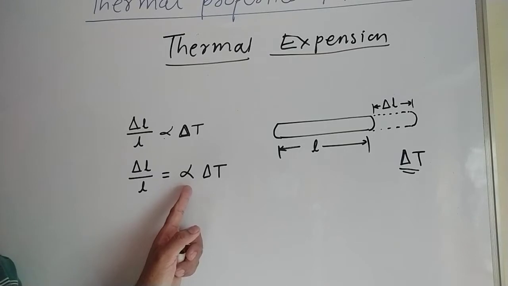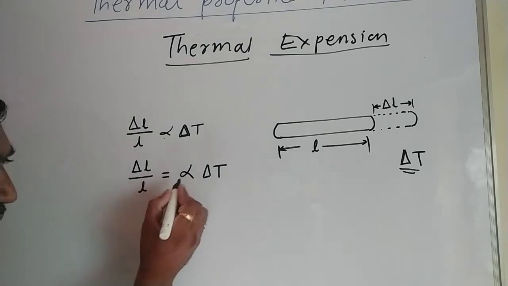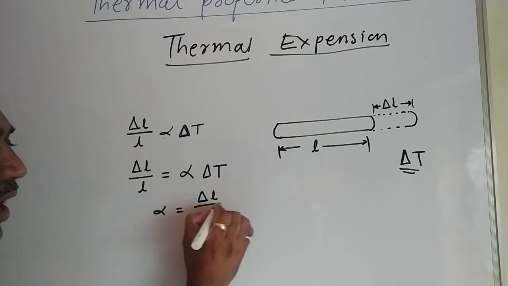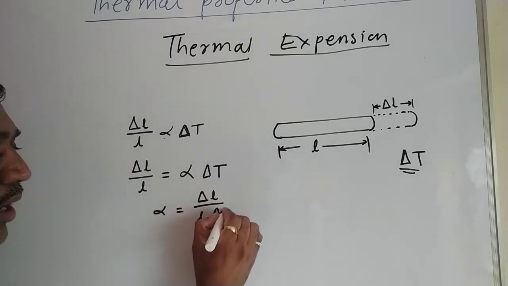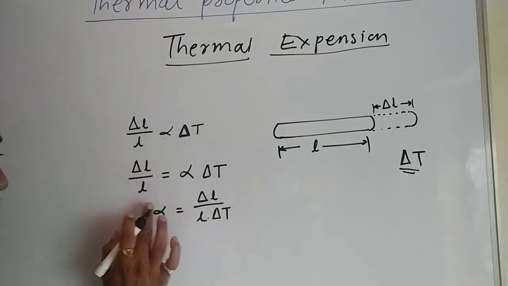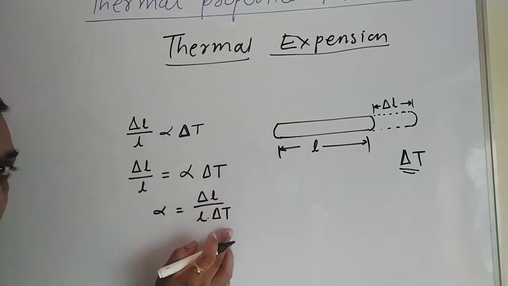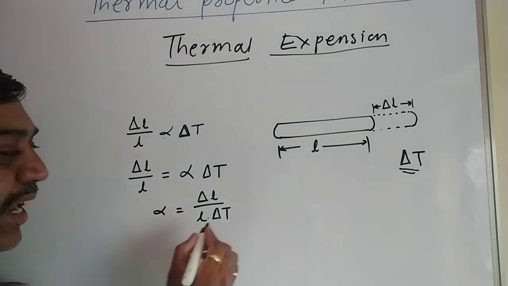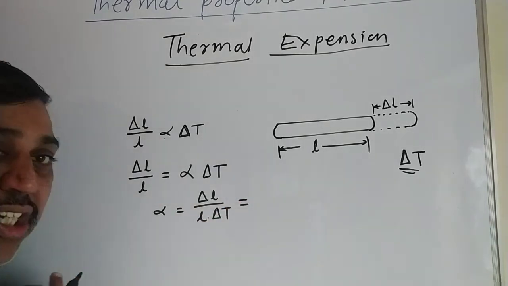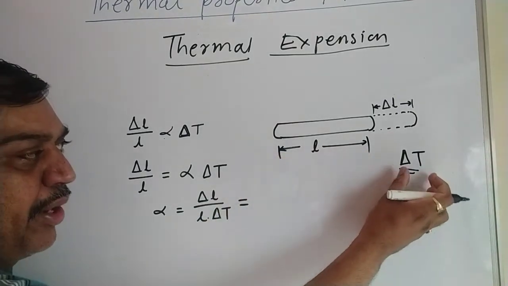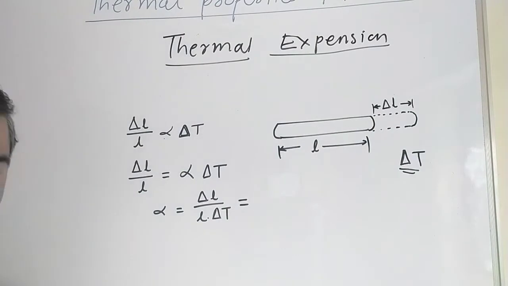Now, from this equation you can find the value of alpha. So alpha equals delta L divided by L into delta T. Delta T goes to the denominator. You can write alpha equal to delta L divided by L, divided by delta T. That will give the value of alpha. The same thing can be written, where delta L means the change in length. Initially the length is this much. After the temperature change, the length increases, so there is a change in length.